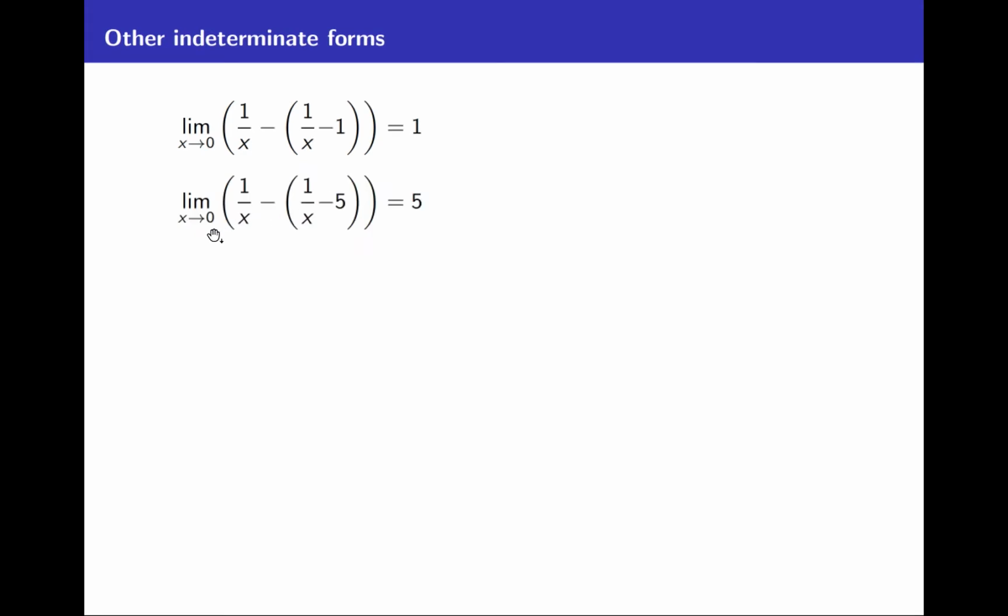Twisting this slightly, think of the limit as x goes to 0 of 1 over x minus the expression 1 over x minus 5. For the same reason, this limit is equal to 5. But look at the form that these two limits have. As x goes to 0, the 1 over x is approaching infinity. And likewise, the 1 over x minus 1 is approaching infinity as well, as is the 1 over x minus 5. So each of these two limits has the form of infinity minus infinity.